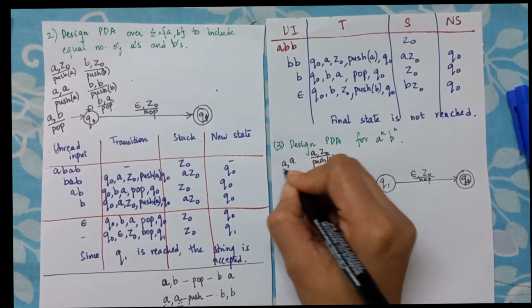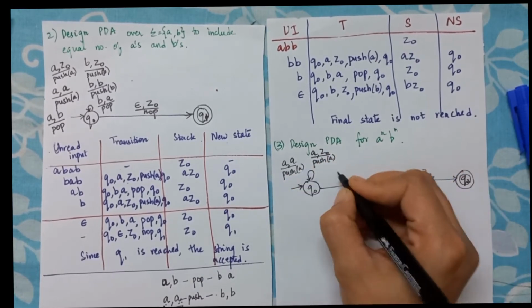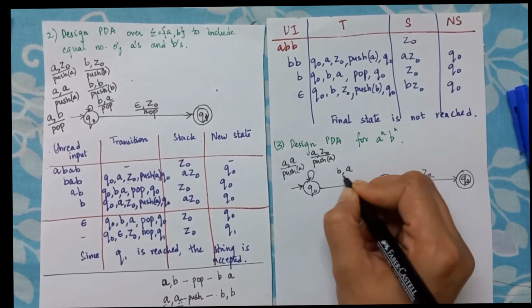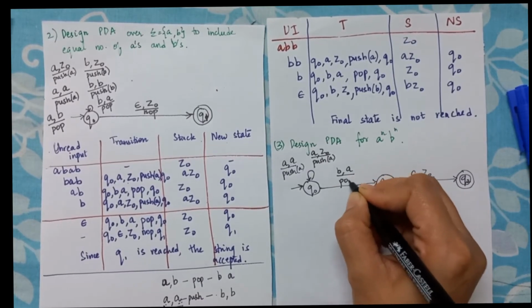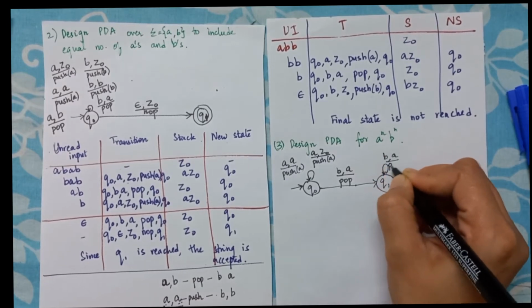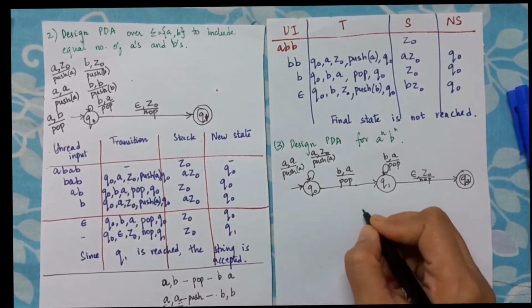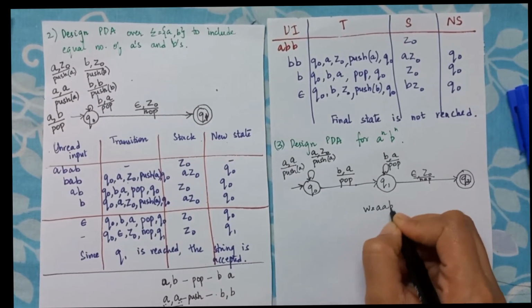A with A stack top also has to be pushed. But B with A will result in a pop. B with A will also result in a pop. So let us take an example for AABB.